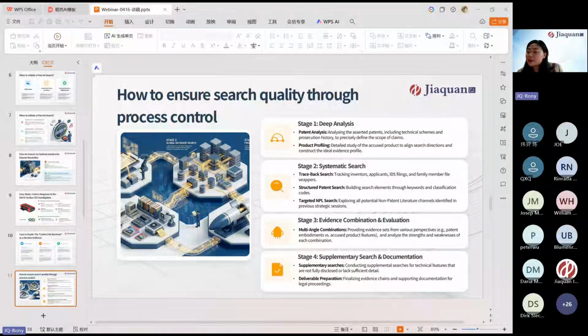And I think the final step is to conduct some supplementary work, targeting points that may not have been fully disclosed in the previous evidence, and we can expand our search scope or switch our search strategy. And after doing all this work, we can proceed with document preparation work.